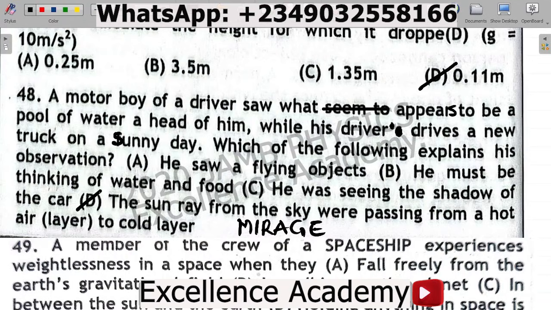It's called a mirage. His observation shows that light from the sun ray refracted through a layer of hot air, which is closer to the ground, which means it passes from a hot air layer to a cold layer. So the correct option there is D.